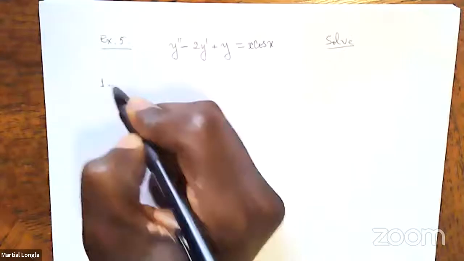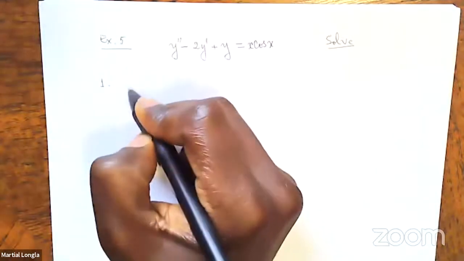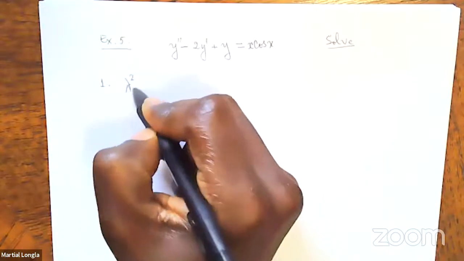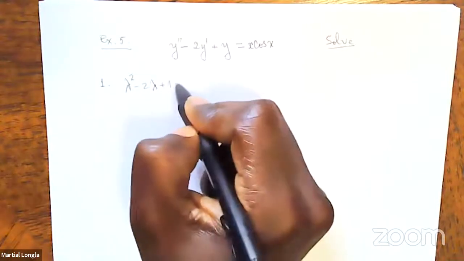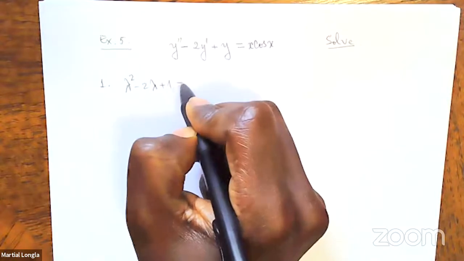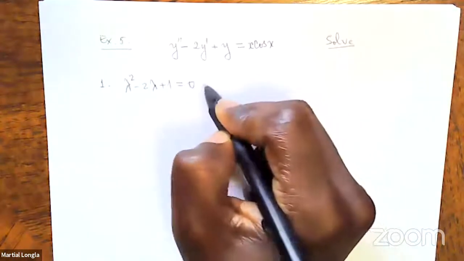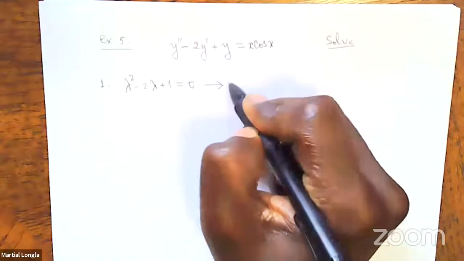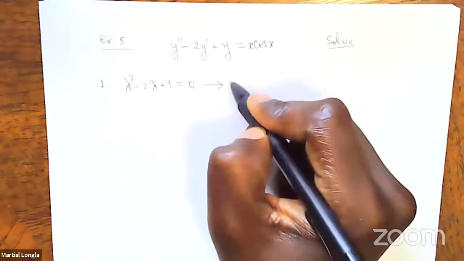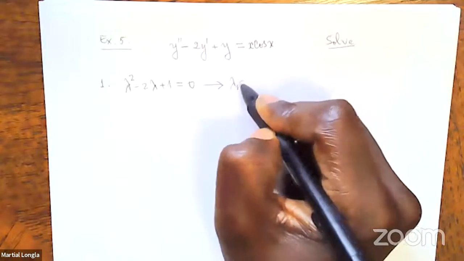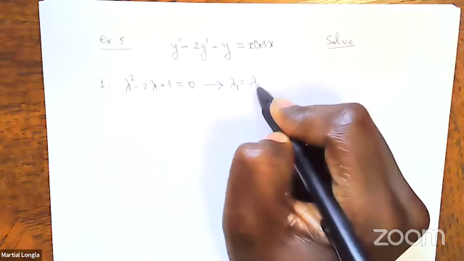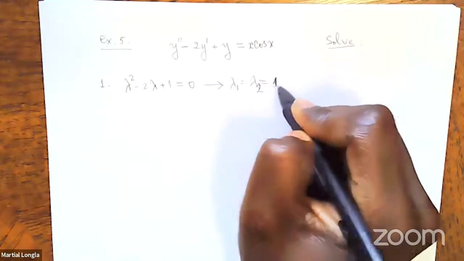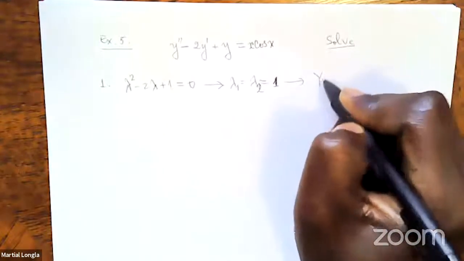Let's go. Is it lambda squared minus 2 lambda plus 1? Which solves for lambda. That's lambda minus 1, all squared. So the two solutions are equal. In this case, how do we write the solution?